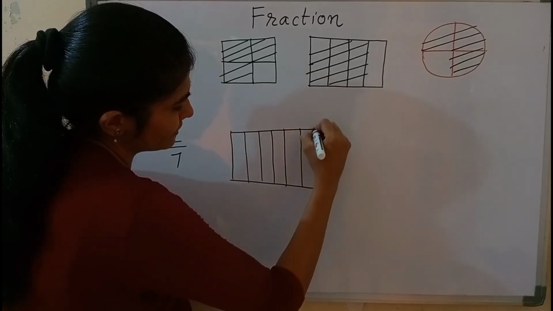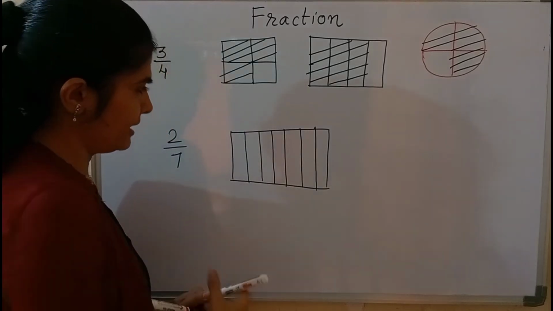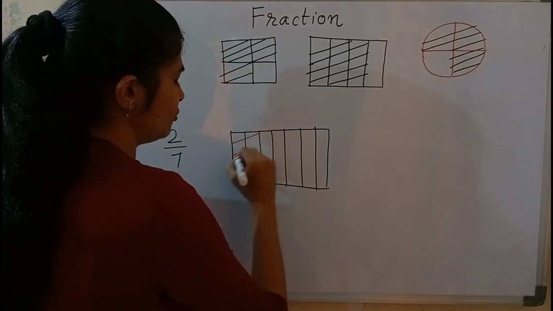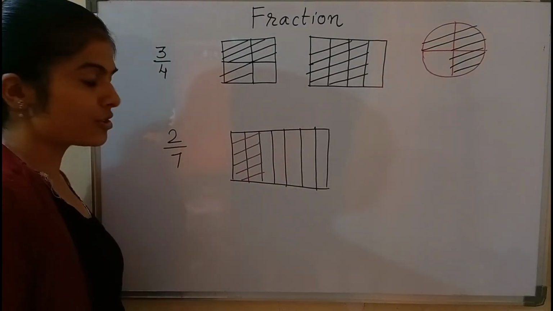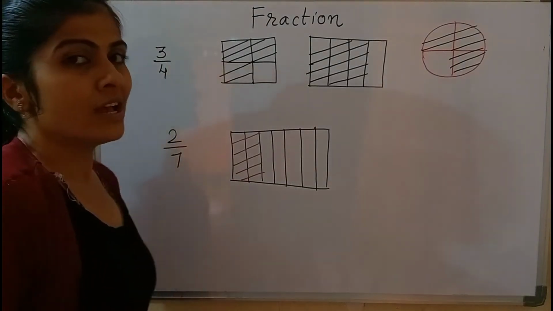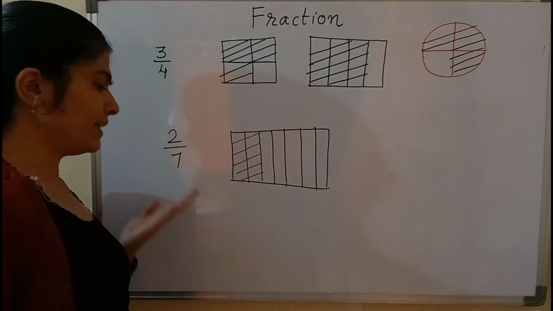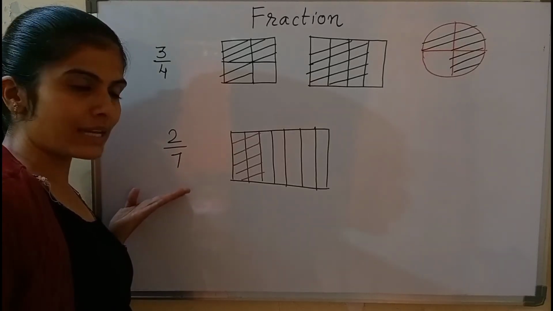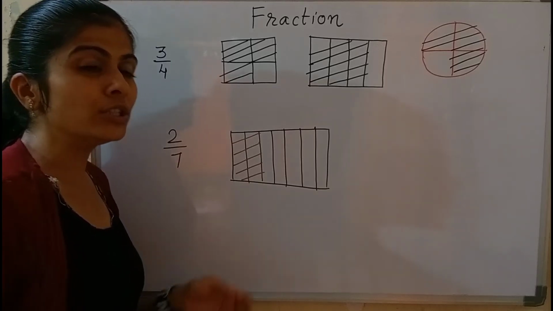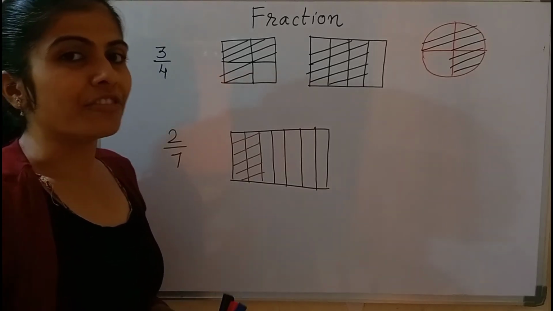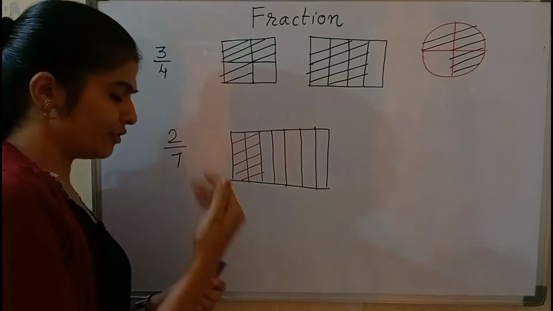4, 5, 6 and 7, and then let's highlight any 2 parts. So this is called 2/7, right? This is the representation of the fraction, and it means that suppose I am having a pancake, I can divide it into 7 equal parts and I can give you 2 parts out of it. So you can say that I got 2/7 of the pancake. This is how we read it.